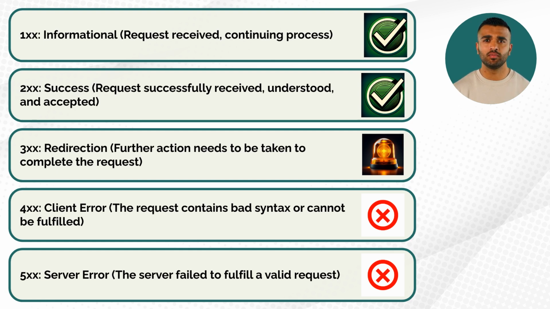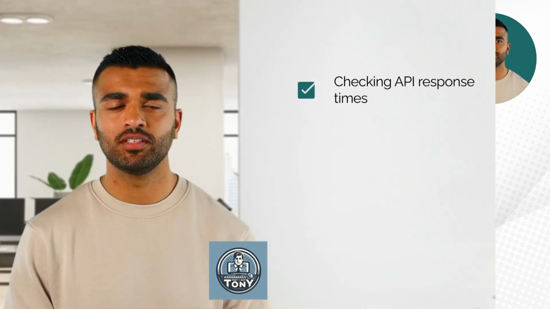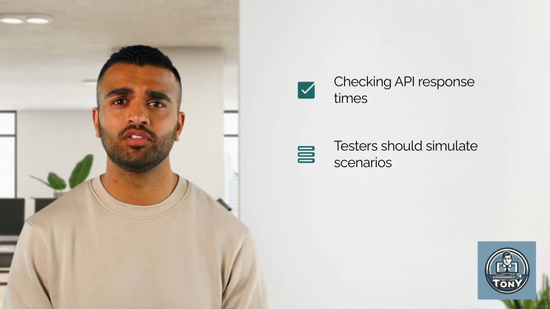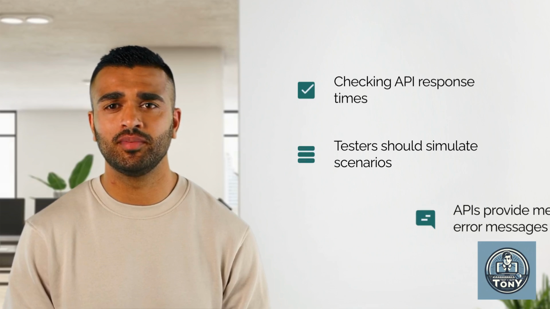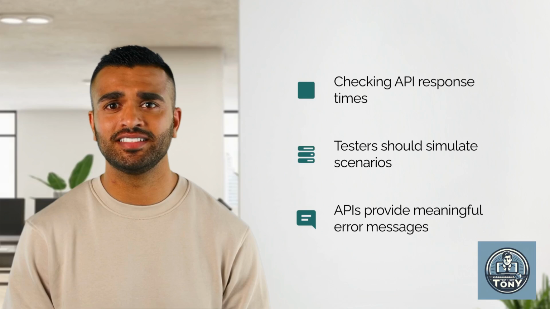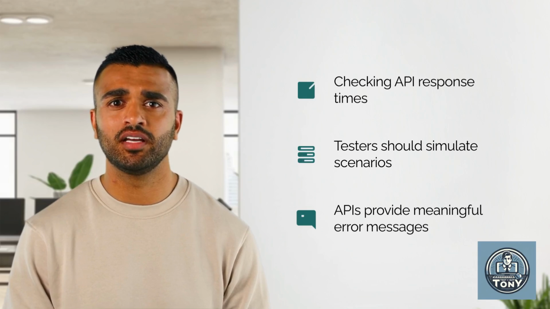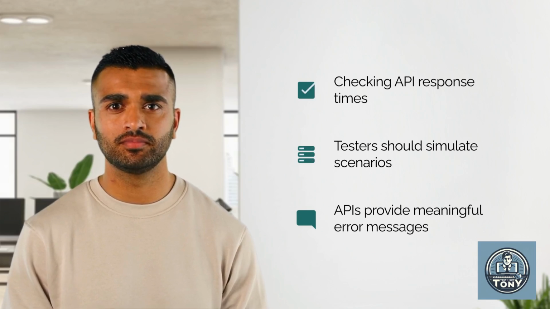These number ranges help both testers and developers identify the status of the request and what kind of action is needed next, if any. Checking API response times and error handling is also crucial. Testers should simulate scenarios to ensure APIs provide meaningful error messages and proper HTTP status codes, maintaining stability and predictability.